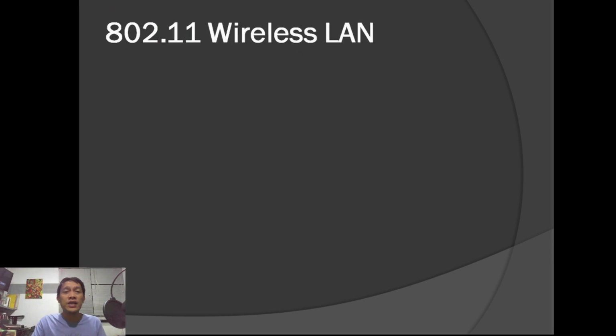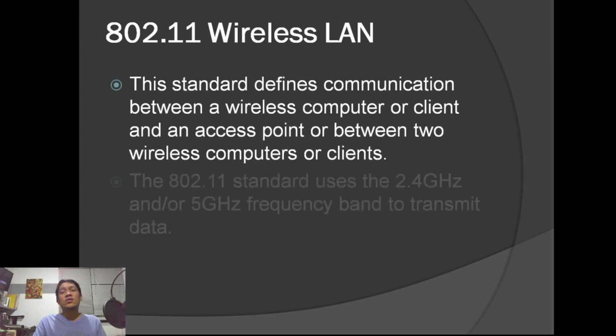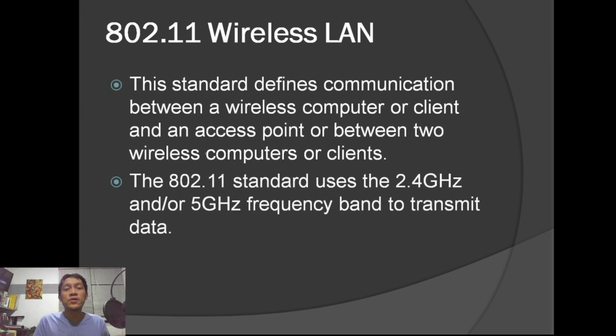Okay, next we have the 802.11. That is for wireless LAN. These are for wireless computers or clients. You can have an access point for all your wireless devices. A wireless device connects to your access point. So that is what we call the 802.11, for wireless networks.